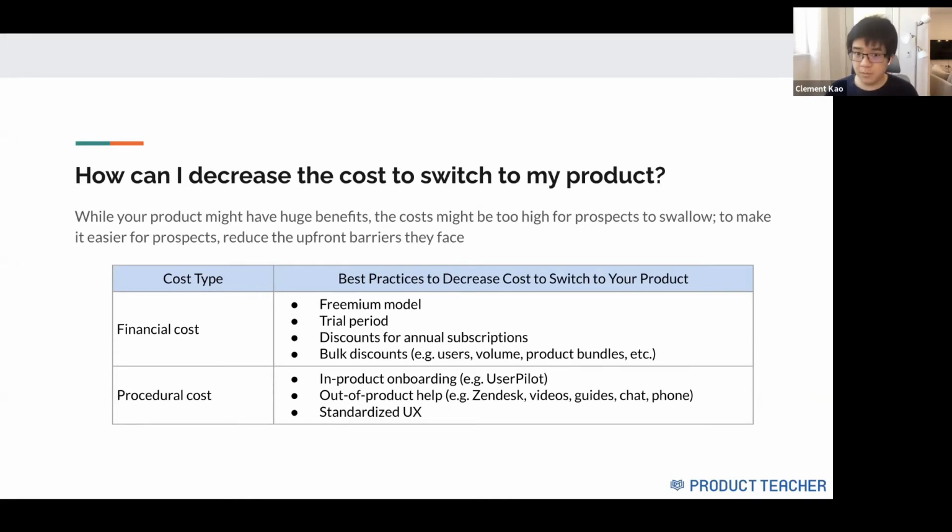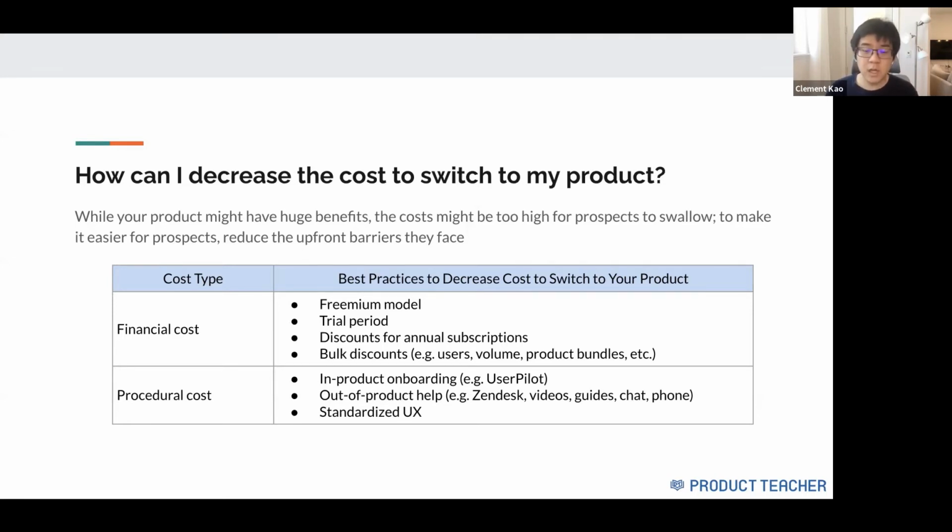So the key thing to keep in mind is that when you're trying to get people to switch to your product, you're necessarily talking about prospects, people who aren't using your product yet. And so it's incredibly important to help them make that decision in your favor. Even if your product might be the most amazing thing in the world, if prospects feel that the costs are too high to even consider switching, they're not going to consider you at all.